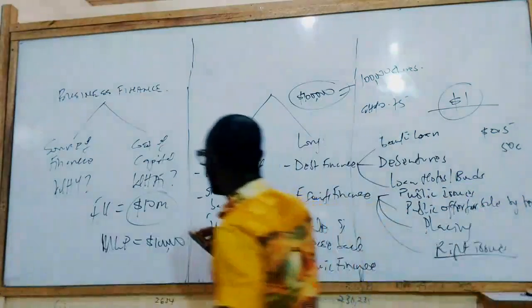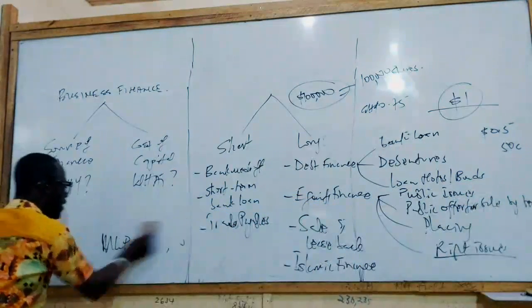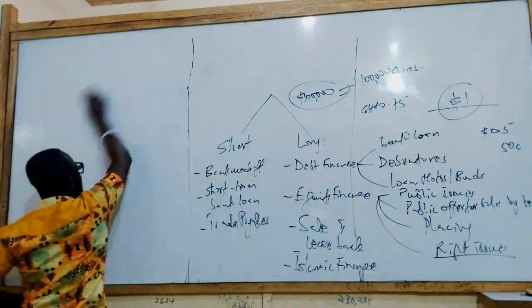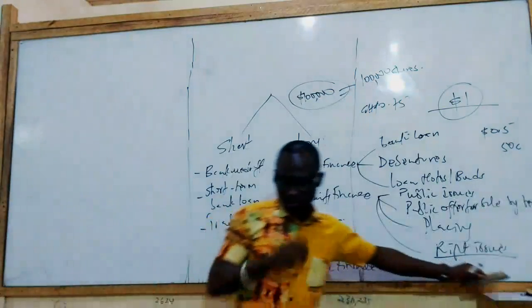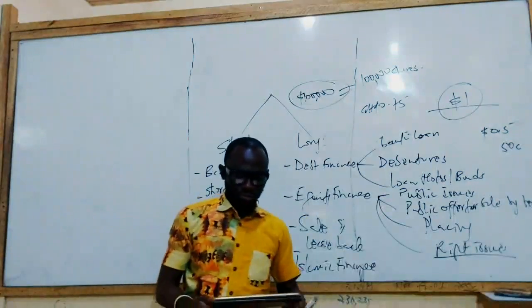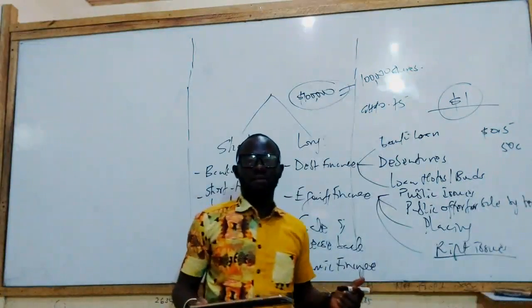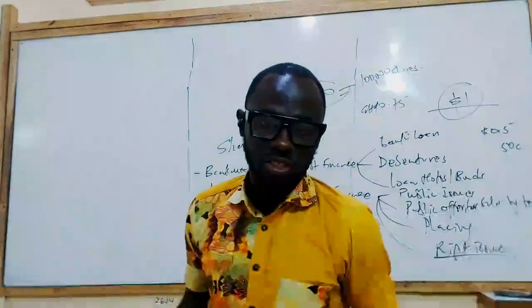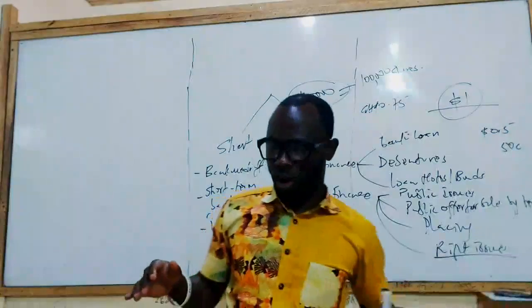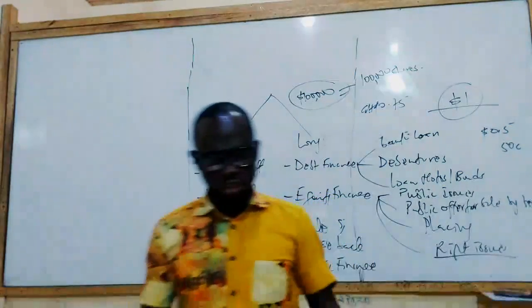So let's look at some of the financial instruments under Islamic finance. They have some interesting names there that you need to understand. The first terminology about Islamic finance is riba, that is interest. So riba, that is interest, is forbidden under Islamic law. I've already mentioned that.